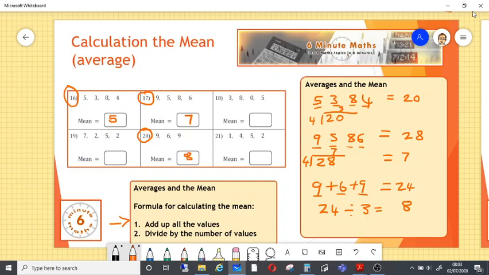We'll do one more, the last question there, and then we'll move on to something else. So we've got 1 plus 4 plus 5 plus 2. 1 and 4 is 5, and plus 5 is 10, plus 2 gives us an answer of 12. 12 divided by 4 values gives us a mean score of 3. Okay, let's move on a little bit more.